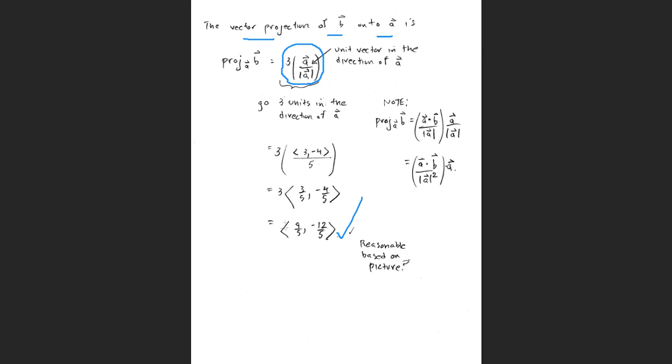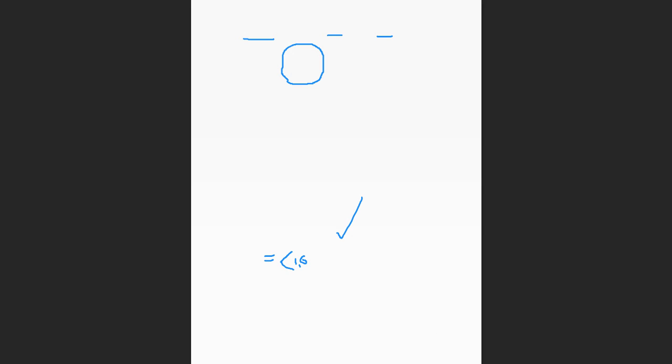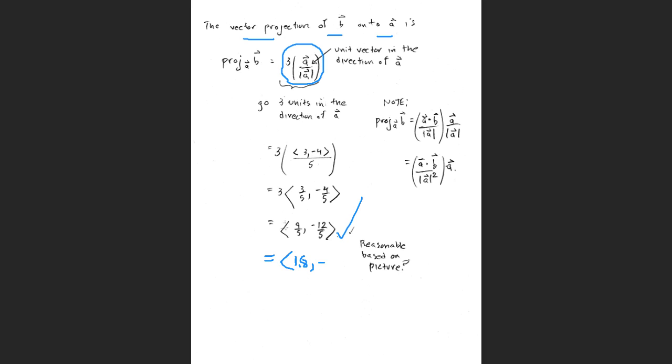Now, 9/5 is 1.8, and negative 12/5 is negative 2.4. And if you refer to the picture and look at that green projection vector that's drawn on the picture, that's pretty darn good.